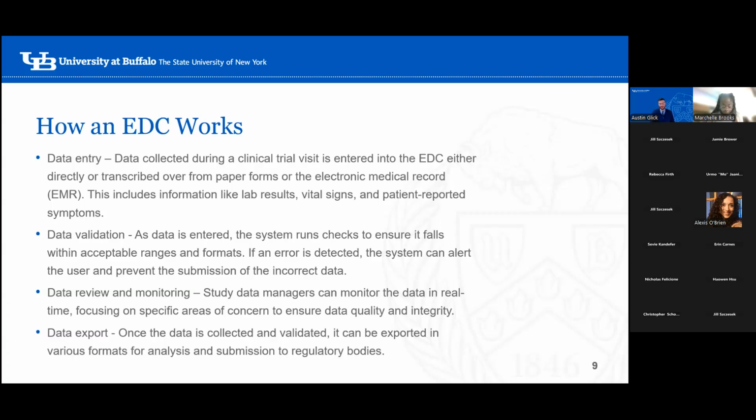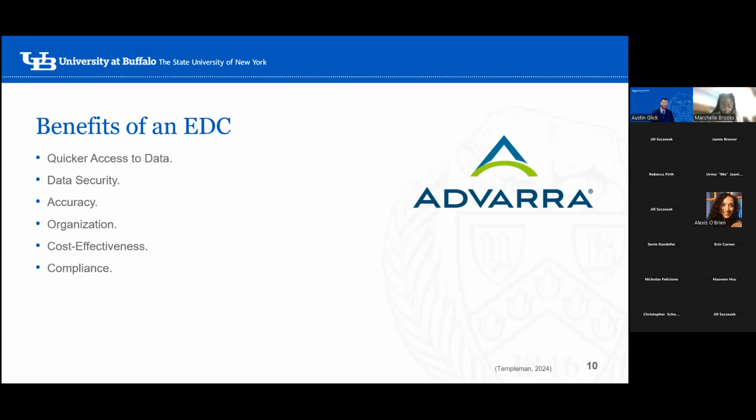So what are some benefits of an EDC? First is quicker access to data. An EDC system can save a significant amount of time with real-time access to data and less time spent on query management. This also saves time at the end of a study, allowing quicker availability of the data for analysis. While it can take substantial time to initially learn how to use a specific system, some are so intuitive that only a few hours of training is required.